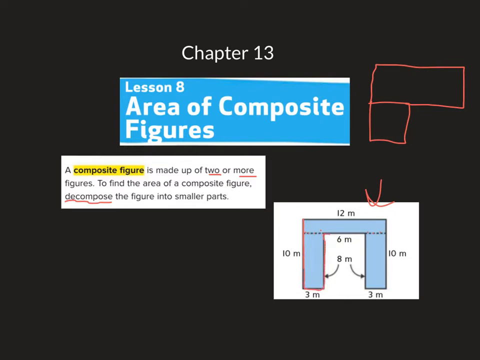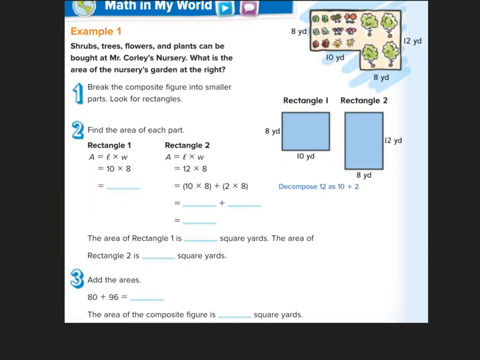Oftentimes, this would be 100% what happens when you're trying to find how much carpet you need to put in your house or how much flooring. Your whole house isn't probably one open rectangle. It's got a square here, a rectangle here, and so to figure out how much flooring you're going to need, you need to find the area of the different shapes in your house.